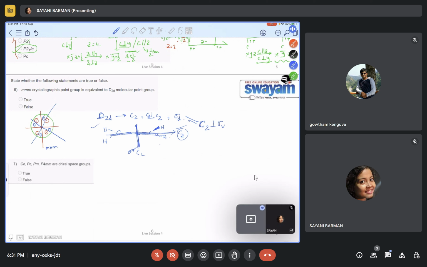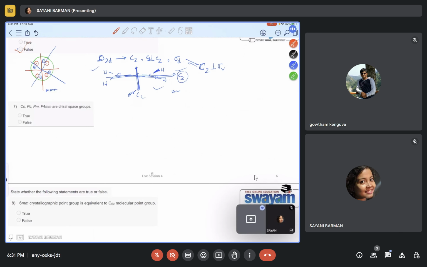So whether mmm crystallographic point group is equivalent to D2d molecular point group or not, actually there are two mirror planes generating, right? Not three. So this will be false.